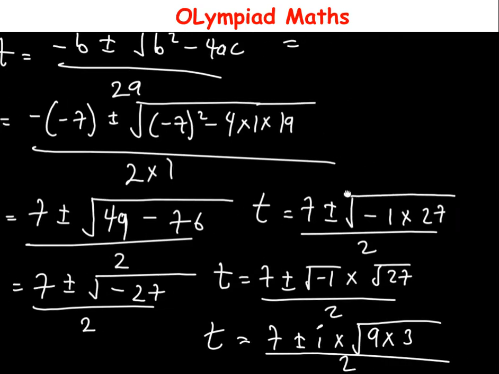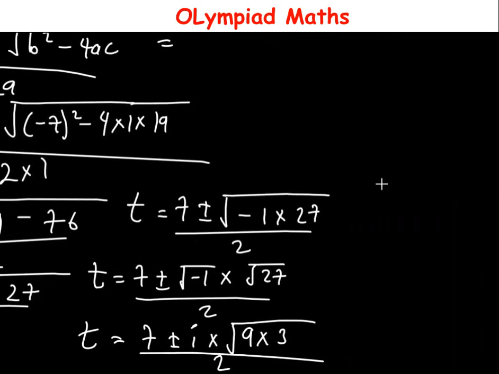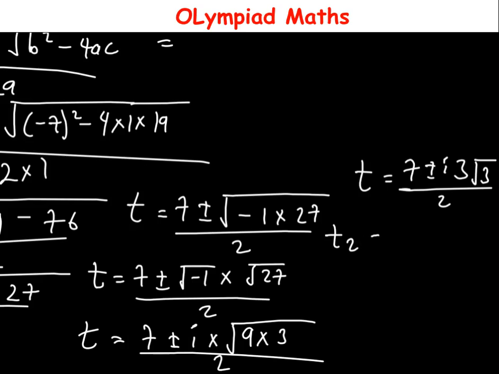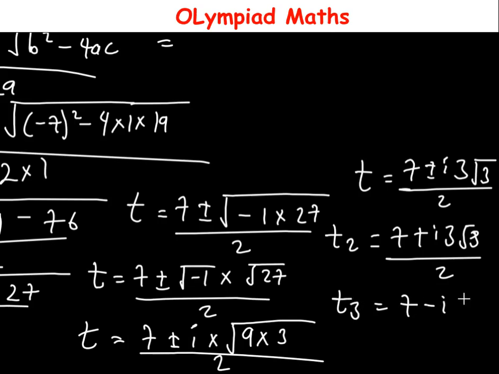From here, we have it as t is then equal to 7 plus or minus i. Root 9 is 3, then root 3, all over 2, such that the second value, t2, is then equal to 7 plus i3 root 3 all over 2, and t3 is equal to 7 minus i3 root 3 all over 2.